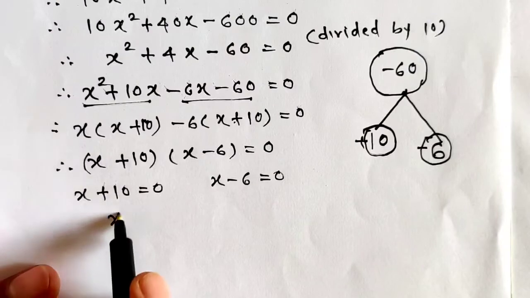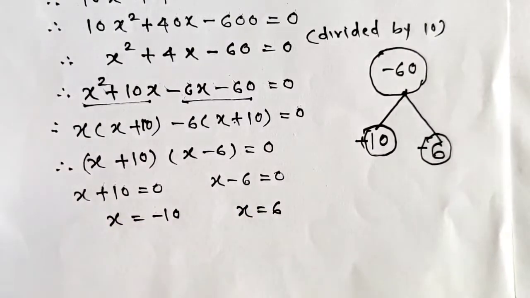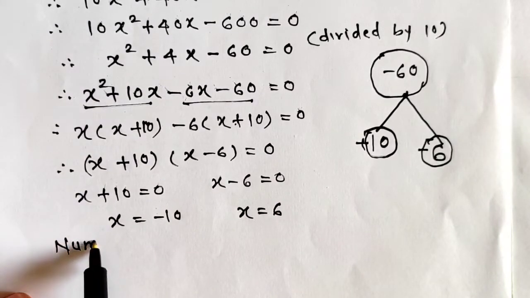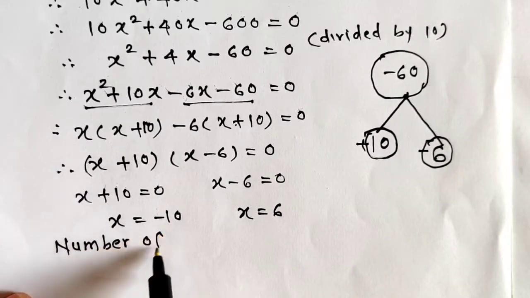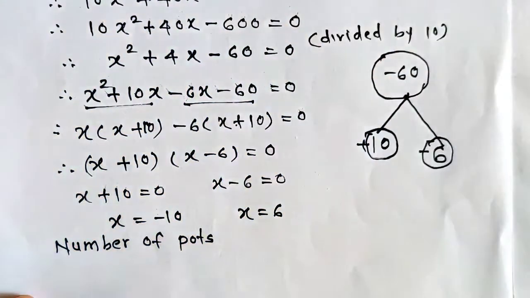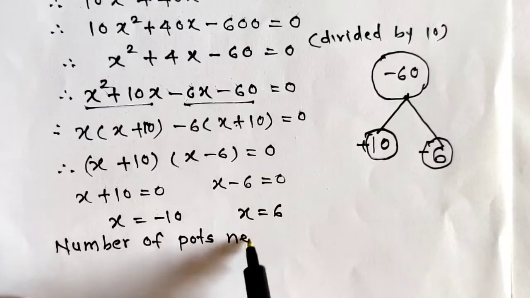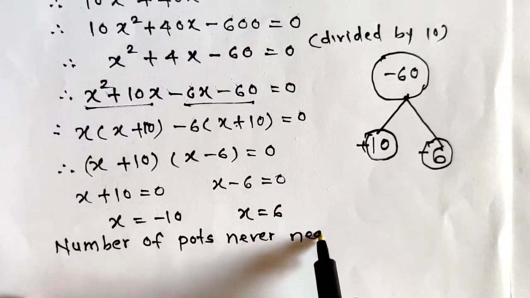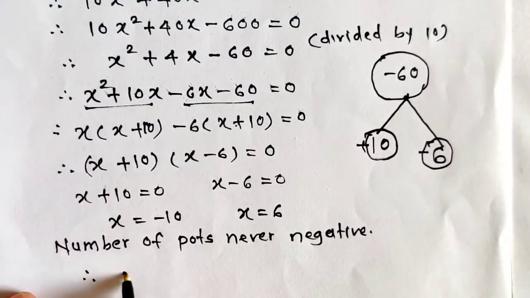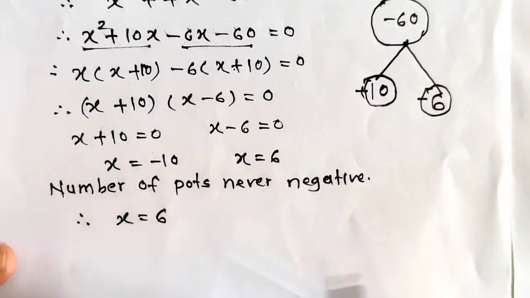Now x is equal to minus 10 and x is equal to 6. But the number of pots is never negative. Therefore, because he makes pots, we consider this. Now x is the number of pots he makes daily. Number of pots is never negative, and therefore x is equal to 6. So what is x? The number of pots he makes daily.